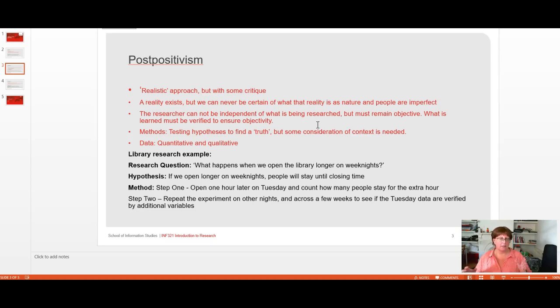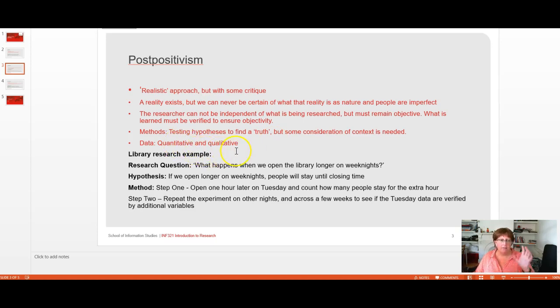So the hypothesis might end up being that people stay till 5:30 and then leave. And the reason for that is, and then they go and look for some extra data to try and work out what that reason might be. And it might be because the last train left. There might be something else that explains that story. Okay, so testing the hypothesis, but some consideration of context is required.